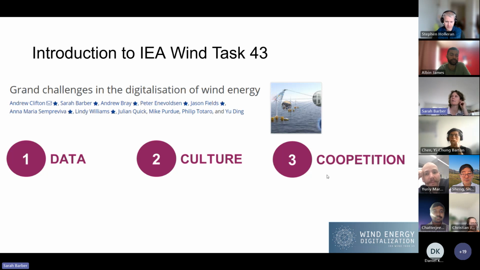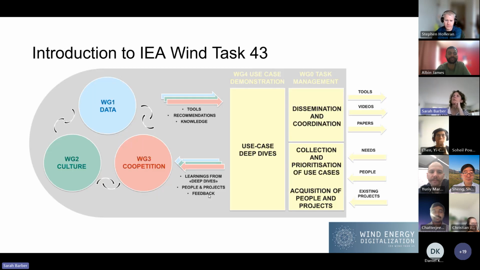And competition, it's not a mistake, it's a combination of competition and cooperation. And it means things like how do we learn together, be innovative together across different organizations. So using things like challenges, competitions, learning from each other, user groups, stuff like that. So Task 43 is structured into these three working groups who focus on these topics. We also have a fourth working group who looks at use cases, and we have a management working group who tries to get inputs from the industry and academia and also disseminate it.